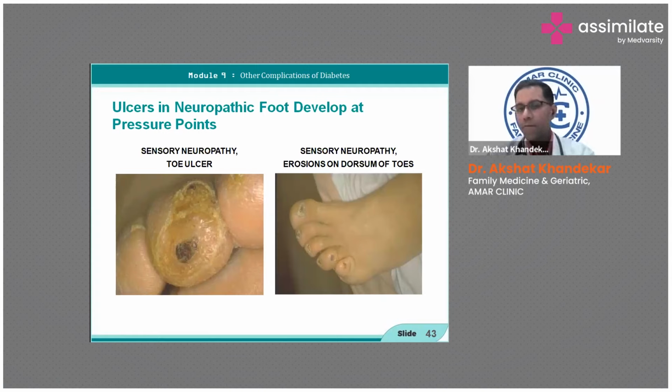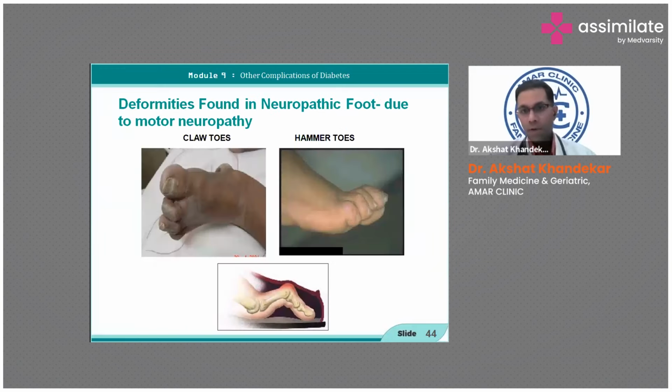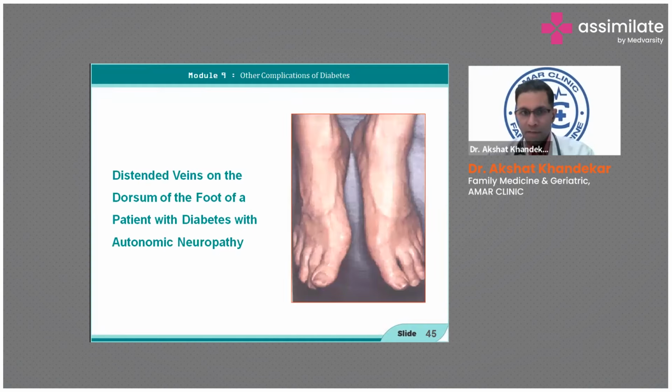So if you have an eye for diabetes, even if the patient presents to you, and you see the quality or condition of their nails, you could identify them, you can screen them even for diabetes. Deformities found in the neuropathic foot, as we mentioned, are due to the pressure points and calluses, and the hammertoes. So you see the distended veins on the dorsum of the foot of a patient with diabetes with autonomic neuropathy.